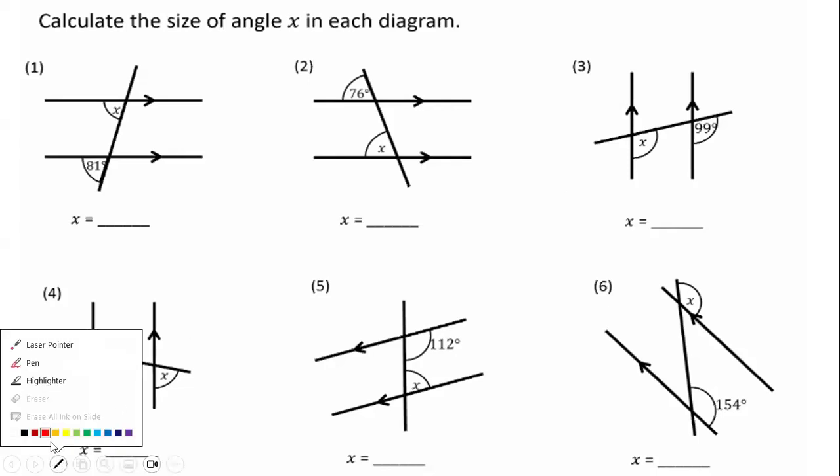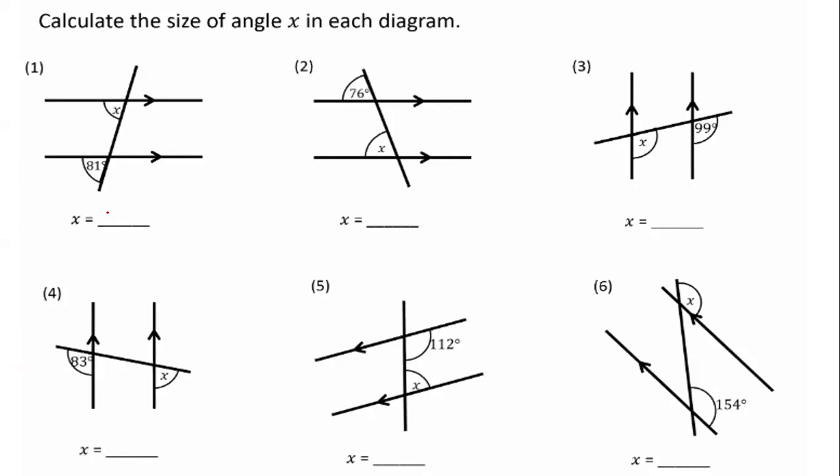Okay, so what y'all have for number 1 again? 81. Why is that 81? Because they're corresponding angles. And it's an F shape. Very good. So this is going to be what? Bottom what? Bottom left. Okay, good. Pretty easy, right? Math is easy. Don't make it hard.